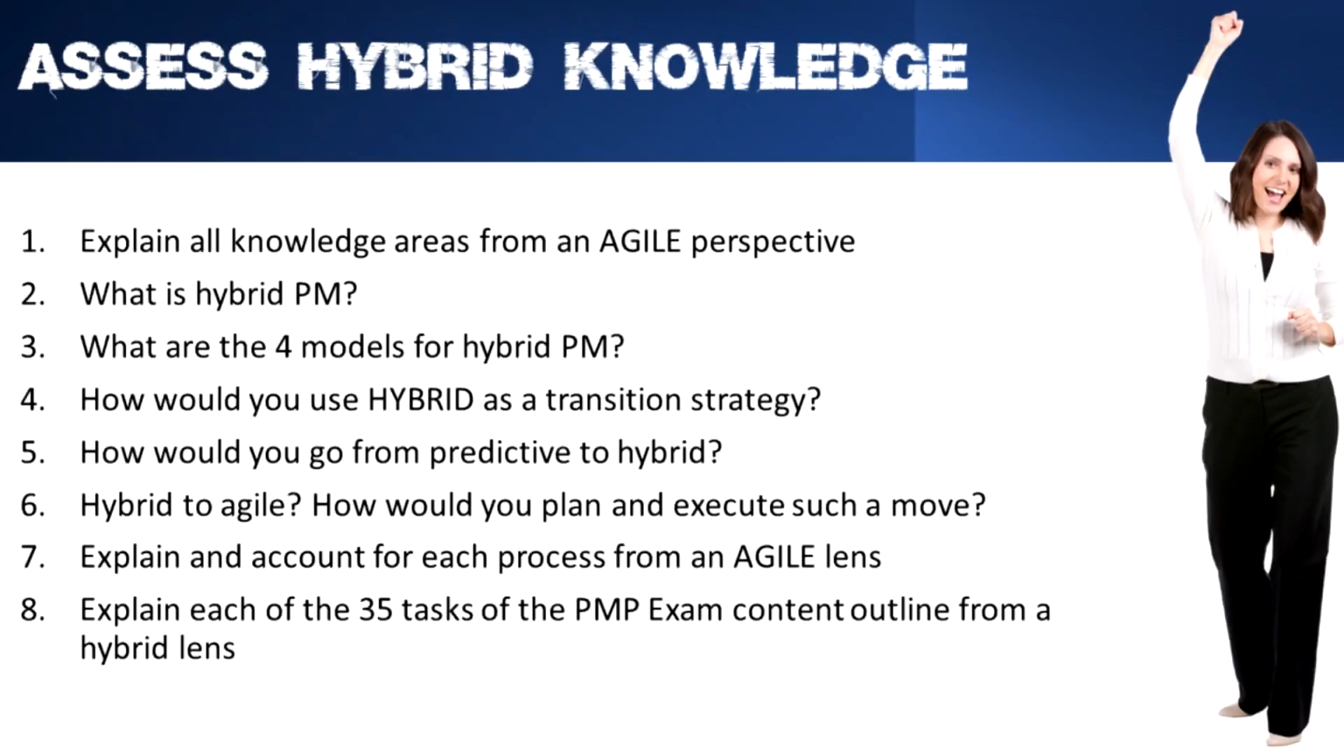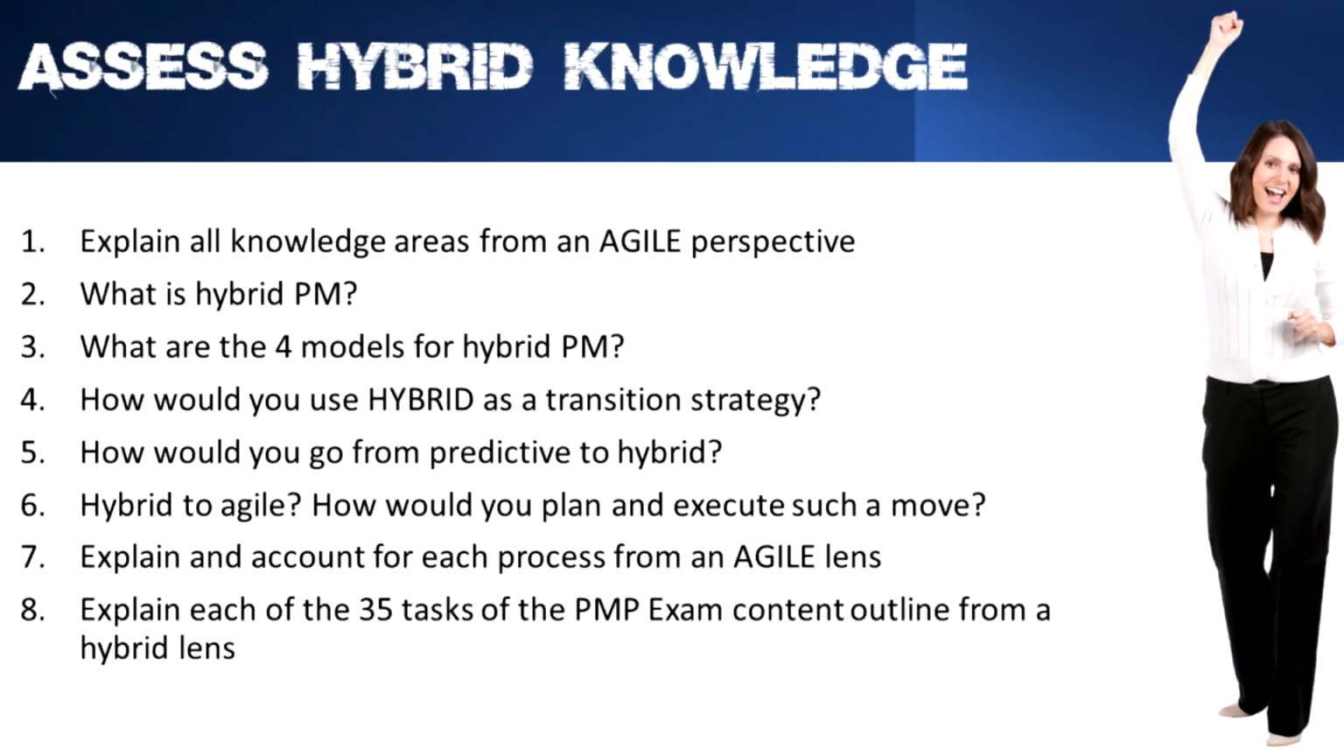Thirdly, what are the four models for hybrid project management, and explain how you would execute that in the real world. I'm talking about in the Agile Practice Guide, the PMI has four models. Do you know what they are? What does that mean? You are a PMP in the real world and you've been asked to hybridize. How would you do that with these four models?